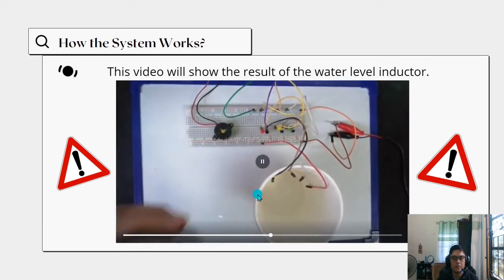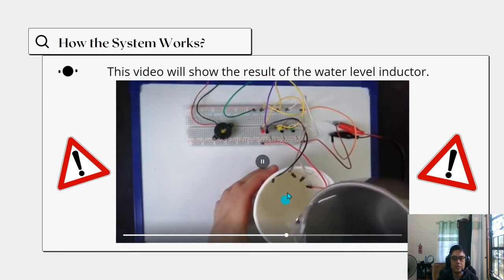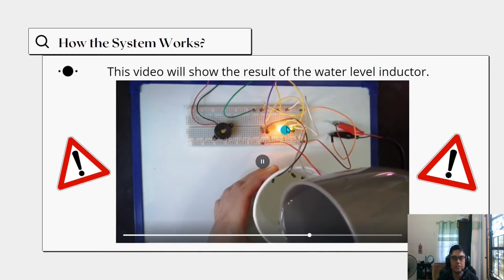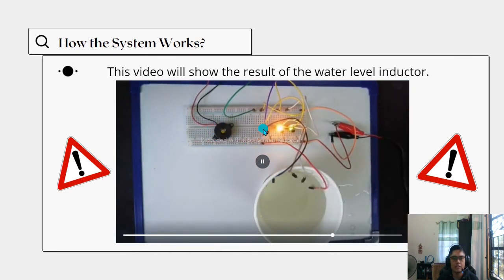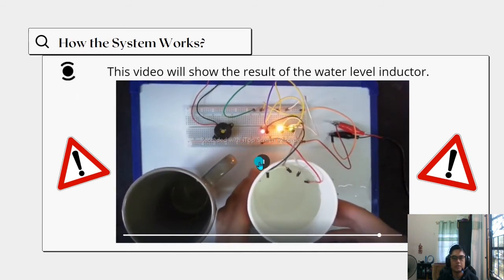Then I will take the water and pour it into the cup. Please watch the LED here. As you can see, when it reaches level 1, the green one has lit up. Then when it reaches level 2, the yellow one has lit up. And when it has reached level 3, the buzzer has sounded and the red light will light up. So this is how our water level indicator is working. The buzzer here will sound to alert the people surrounding about the water level.